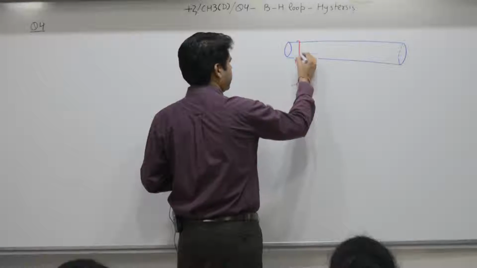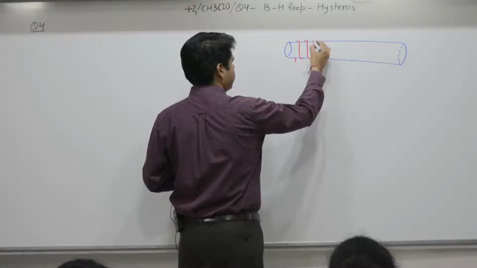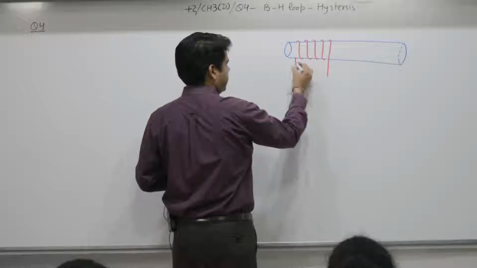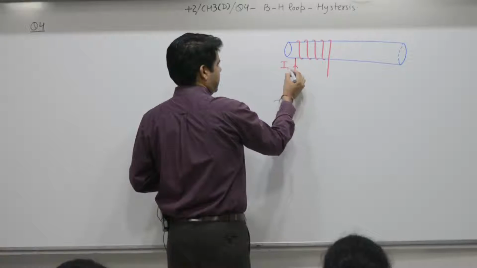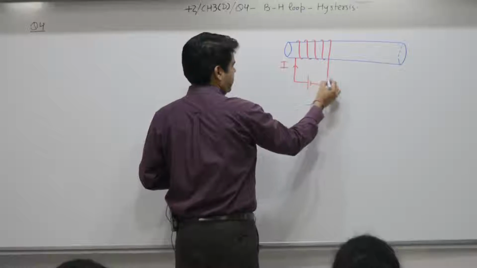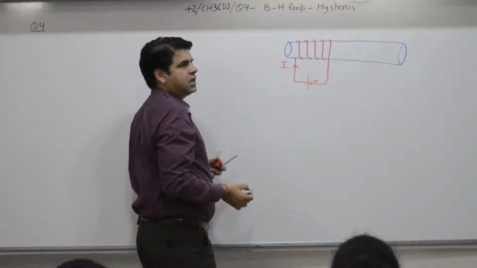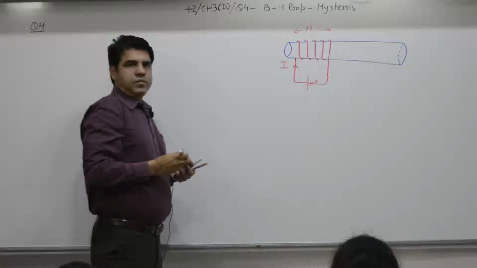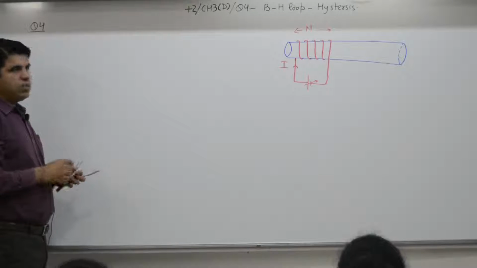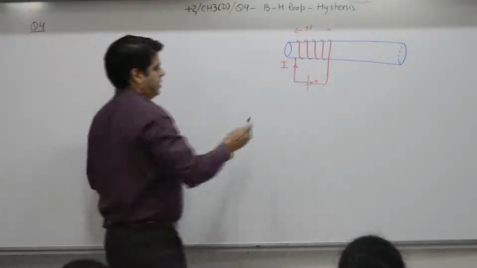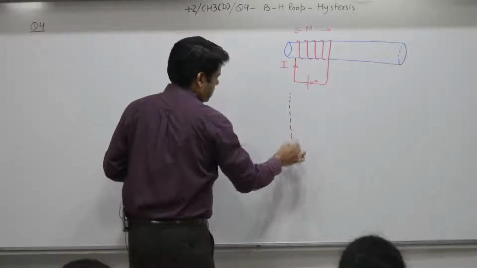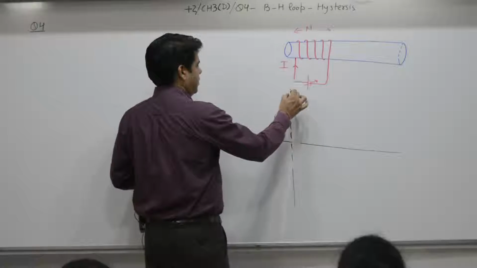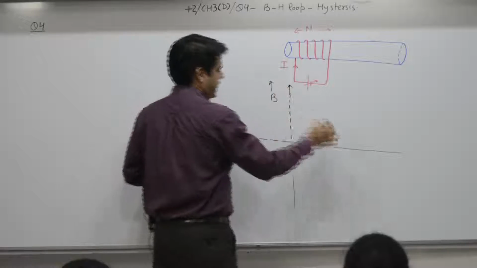Then you have a wire surrounding the same, a winding. It carries current I. By changing this voltage, you can change this current. There are a certain number of turns N. We have to plot a graph. Graph of what? B and H. We will vary H.